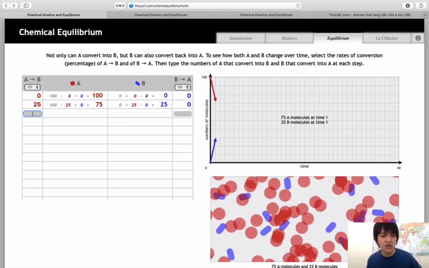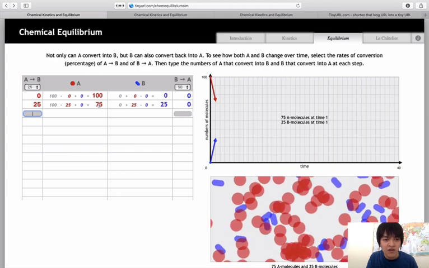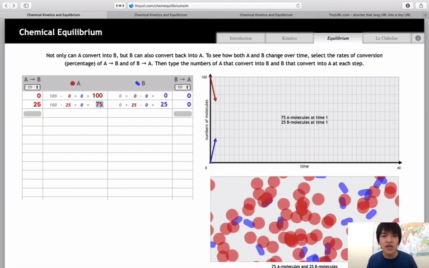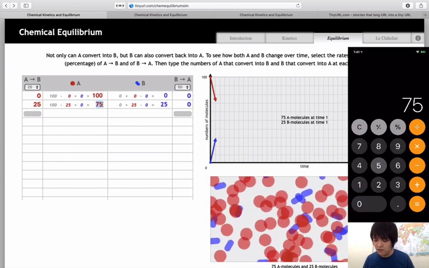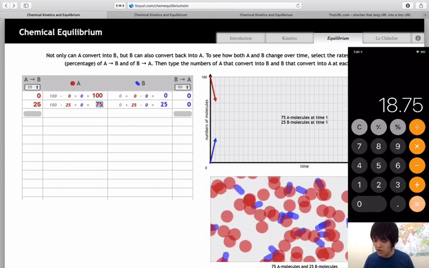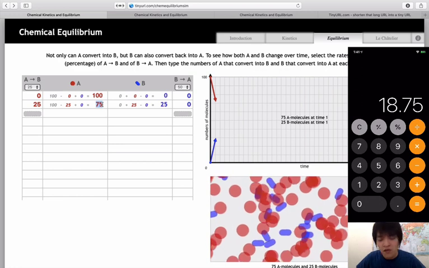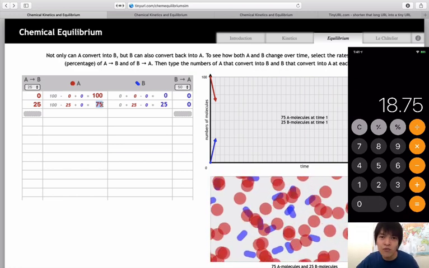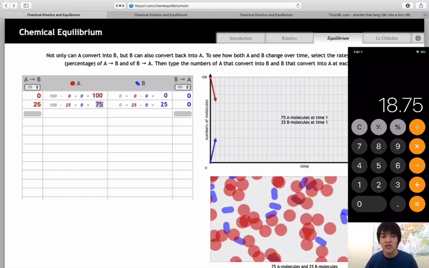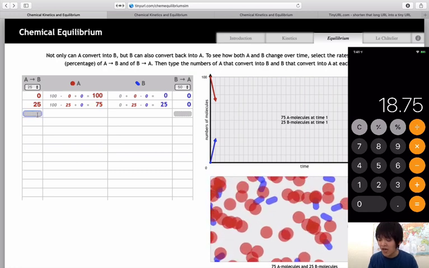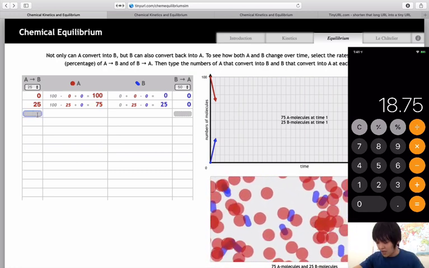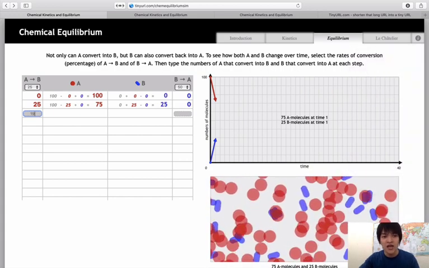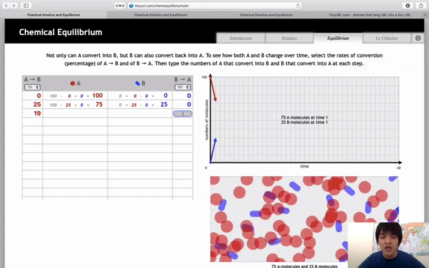And then we're going to continue doing this. So now we have 75 molecules of A. We want to get 25% of this and convert it to B. So 75 times 0.25 is equal to 18.75. And since it's above 0.5, I'm going to round this number up to 19, because technically you can't have 3/4 of a molecule converted. That just doesn't make any sense. So 19 molecules, I'm going to round up.